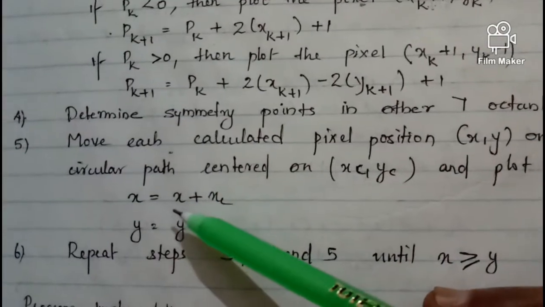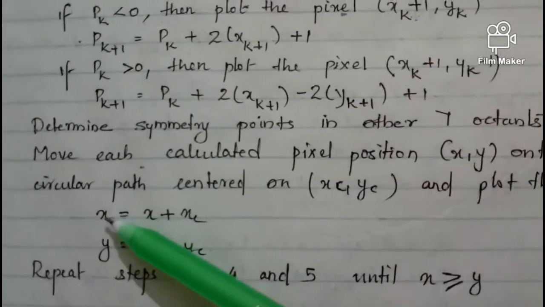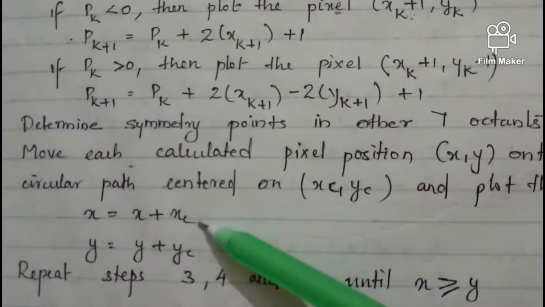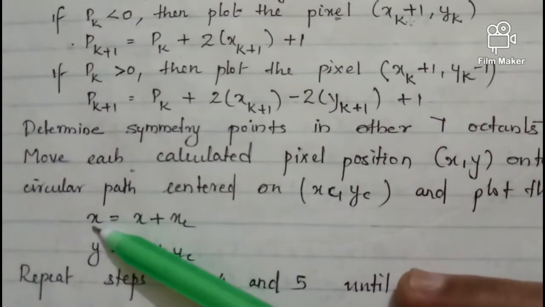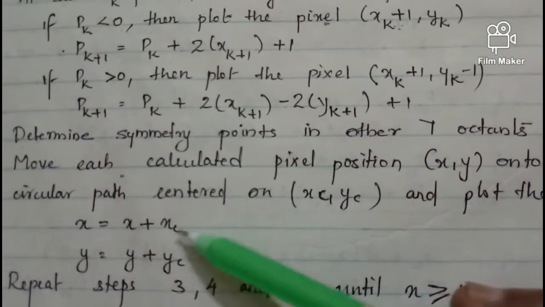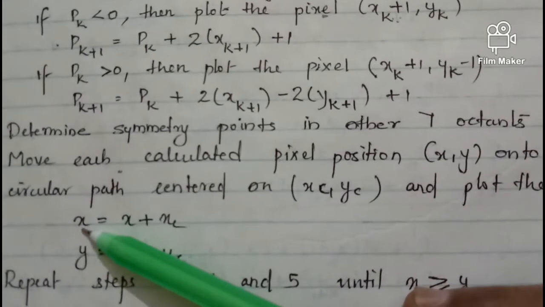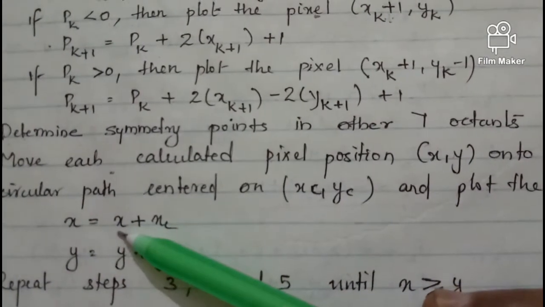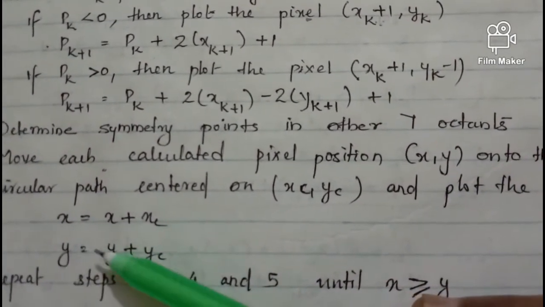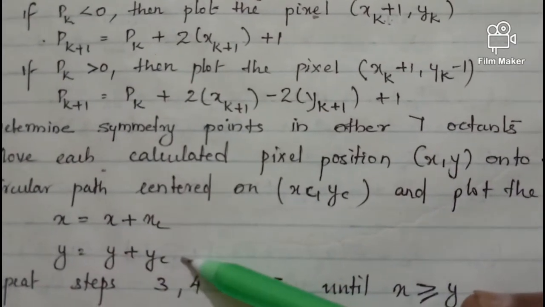After that, every value of x and y should be added to xc and yc. That means the exact value to be plotted will be equal to the computed value plus xc: x plus xc will be stored in x, and y plus yc will be stored in y. This is the computed (x, y) value and this is the center of the circle (xc, yc). So the plotting point will be obtained only by adding the computed value of x plus the circle center xc, and the plotting value for y will be obtained by adding the calculated value of y plus yc.